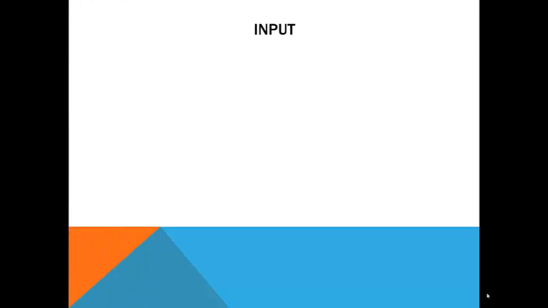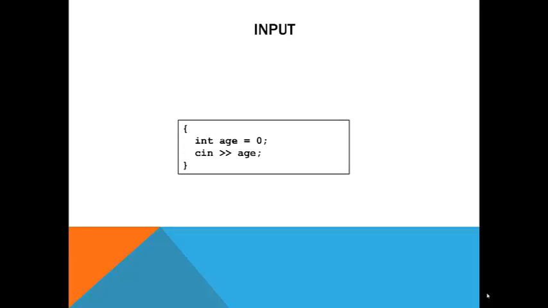Now that we understand how to store information, it's time to learn how to get information from the user. Just as we use cout to output data, we can use cin to read in data. We will also begin using an extraction operator instead of an insertion operator. Once you get input from the user, it has to be stored somewhere. The name of the variable you want the data stored in should follow immediately after the extraction operator, like the age variable here. Cin can be used with any data type.